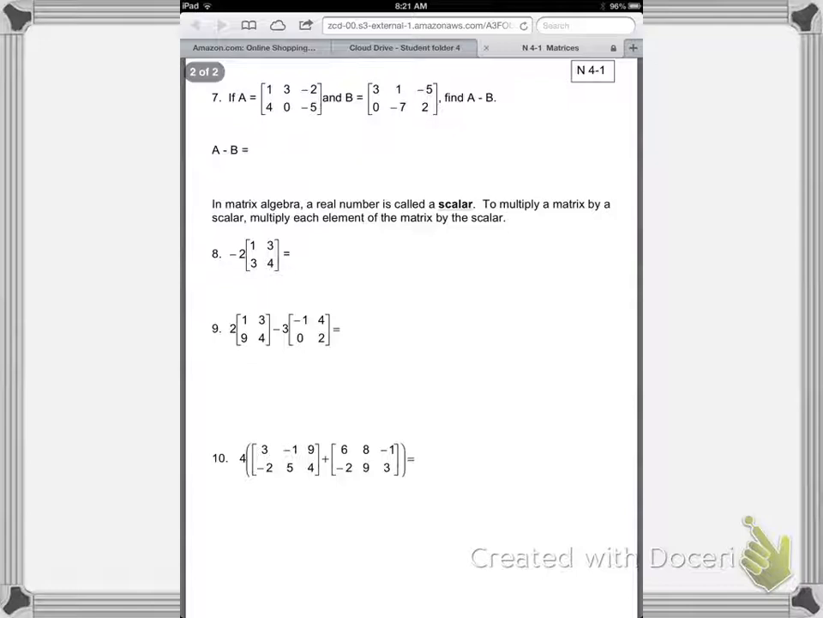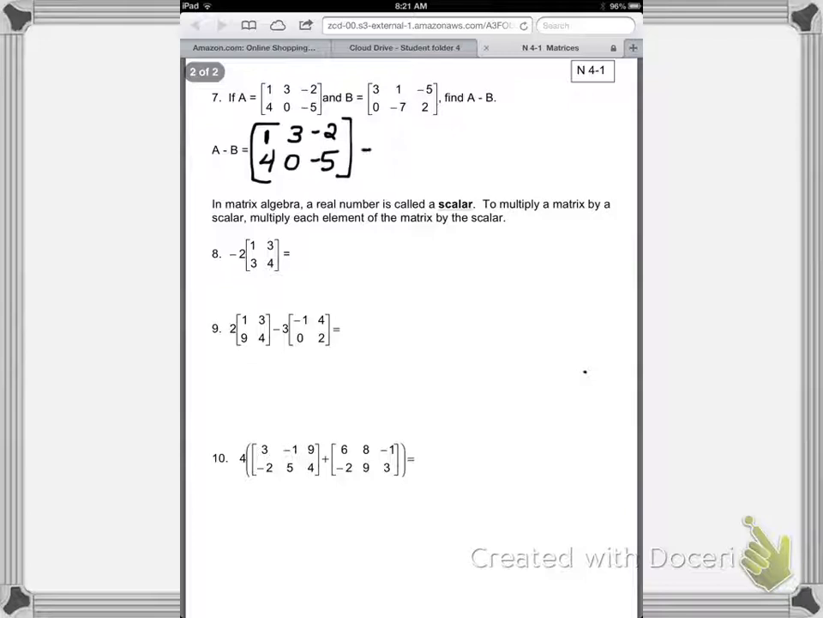Okay, on our next page, we're given A and B again, but now we have A minus B. Well, you do the same thing, you just subtract them. So I have 1, 3, negative 2, and 4, 0, negative 5. My stylus is not wanting to work.